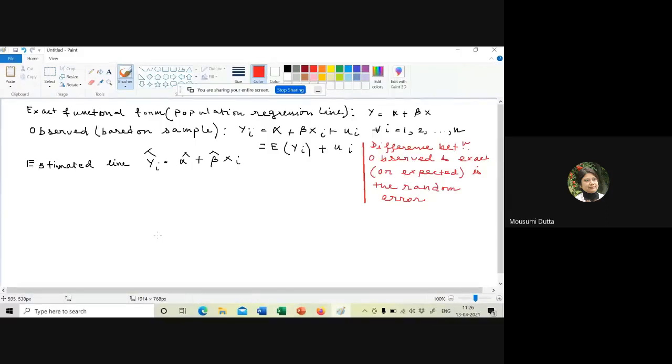So our exact functional form or the population regression line to begin with is given by y is equal to alpha plus beta x. Alpha is the intercept, beta is the gradient of this model. Beta is capturing the effect dy dx, how y changes for 1 unit change in x. Okay, so this is the population thing, exact thing.